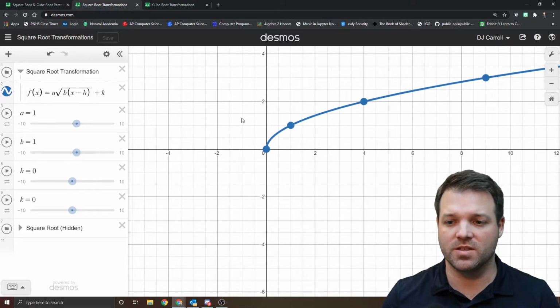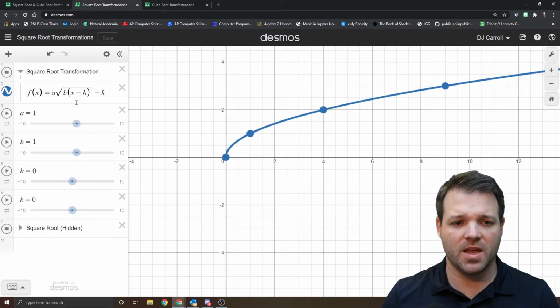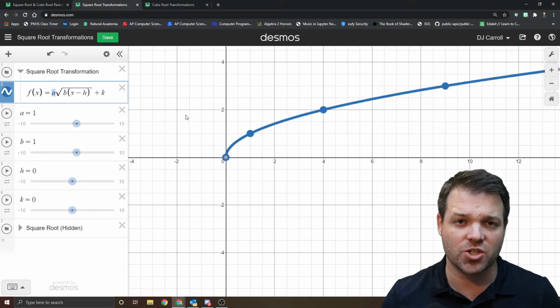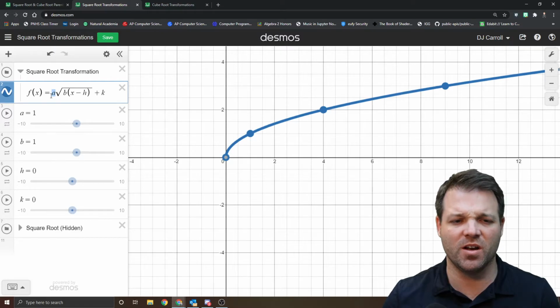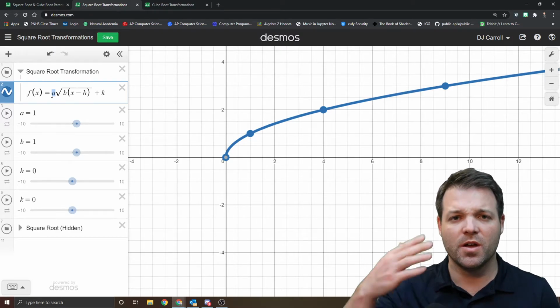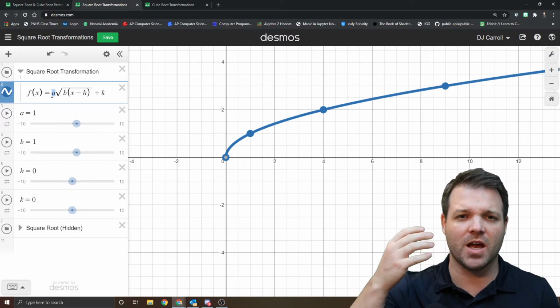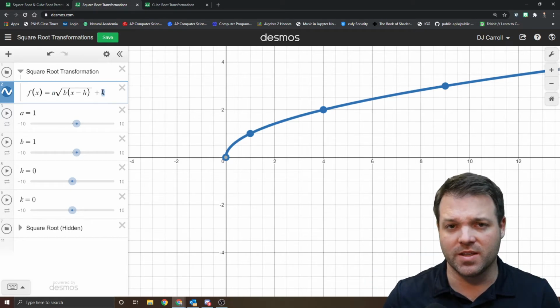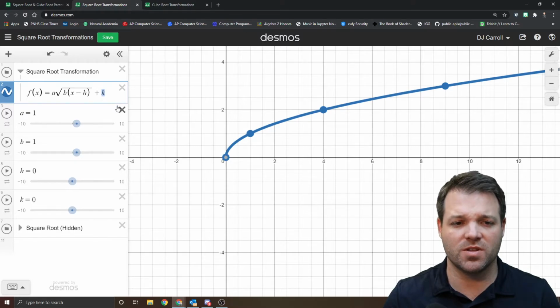This one here is the square root of x, and this over here is going to be the transformation form of this radical. So just like all transformations, we have an a on the outside, which is going to represent a vertical stretch or compression. And also if it's a negative, then it's going to flip that graph upside down or reflect it over the x-axis. And then we also have a k on the outside, which is going to shift this thing up and down.